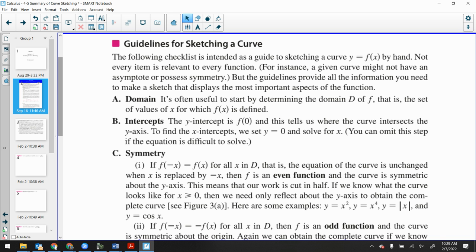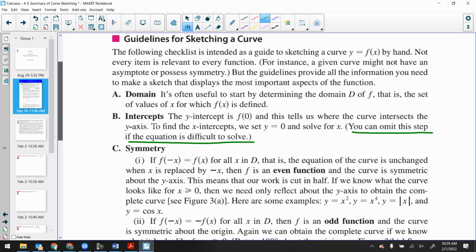It's funny that they say this. I will not usually let you omit this step, but look, it says finding the x-intercept. Sometimes it's very difficult to find the x-intercept, right? Very difficult. You can omit this step if the equation is difficult to solve. Oh, really? We're just going to take that liberty and say, this is too hard. I'm just going to omit that step. The ones that I give you, I think it's very important to find the x-intercept. The book says you can omit it. I say no. Part C, symmetry.